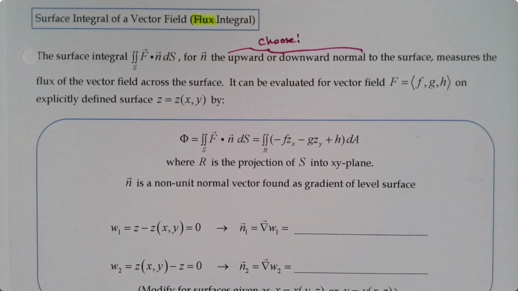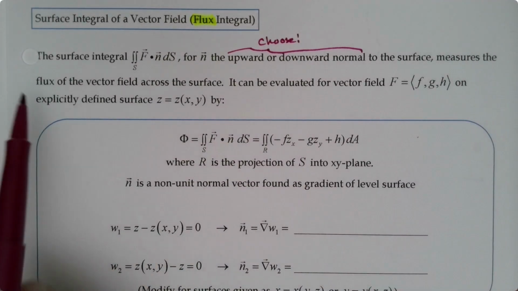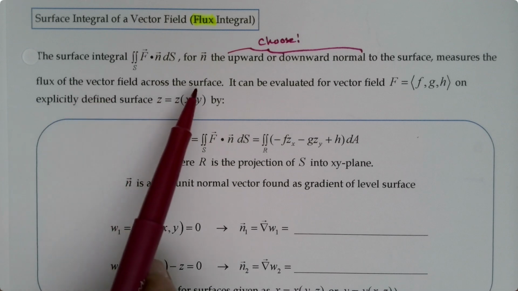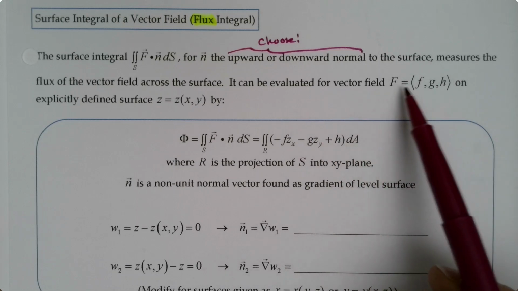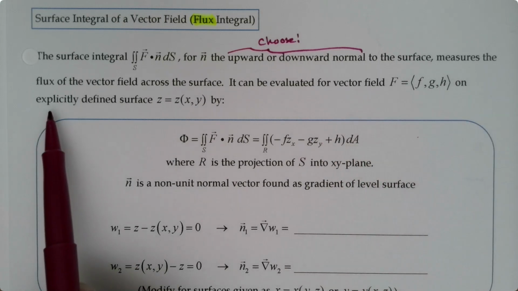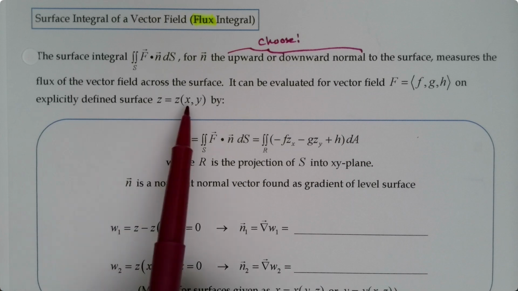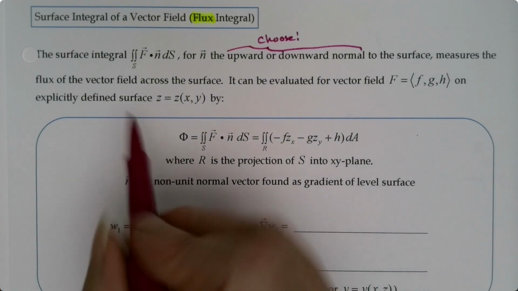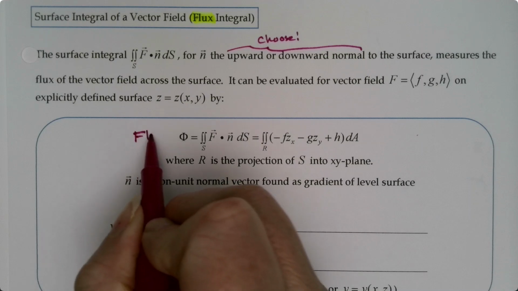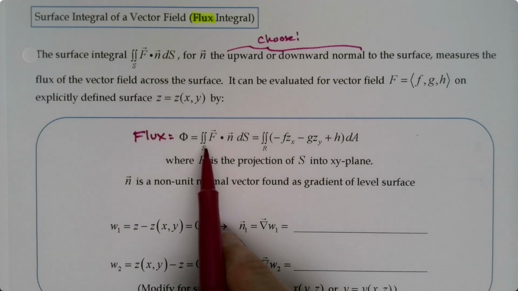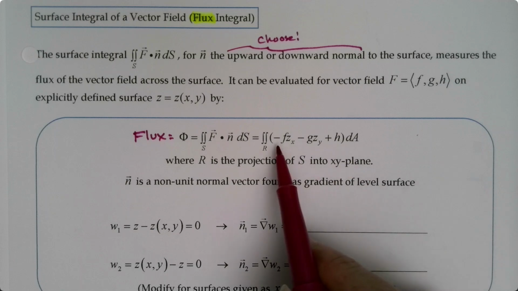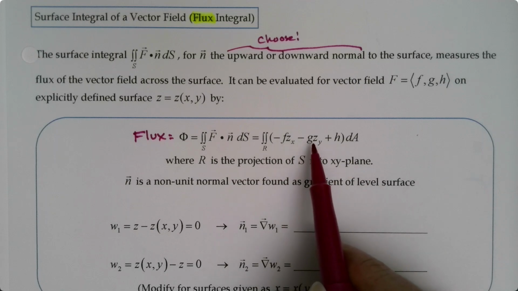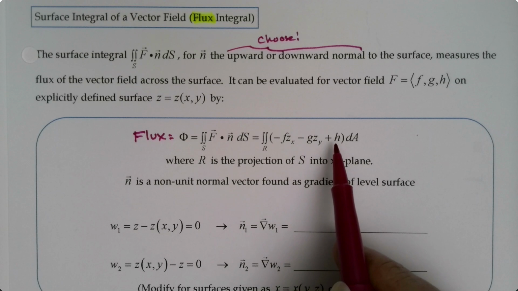You can only do one. It's going to measure the flux of the vector field across that surface. It can be evaluated on the vector field F equals FGH on an explicitly defined surface z equals z of xy by the following. So this is flux. The flux is equal to the double integral over the surface of F dot n dS, which is the double integral of negative F z sub x minus G z sub y plus H dA.